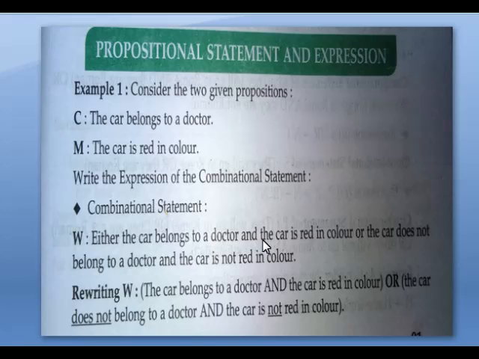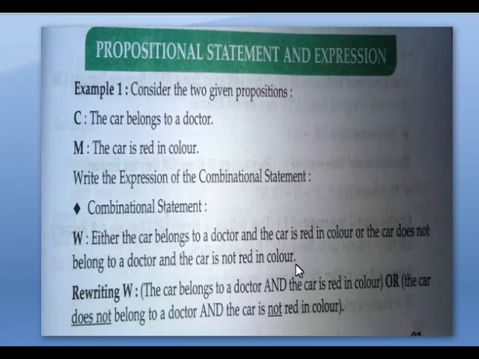So, first example, consider the two given propositions. C: the car belongs to a doctor. M: the car is red in color. So, now we are going to write the combinational statement. W: either the car belongs to the doctor and the car is red in color, or the car does not belong to the doctor and the car is not red in color. So this is the statement.